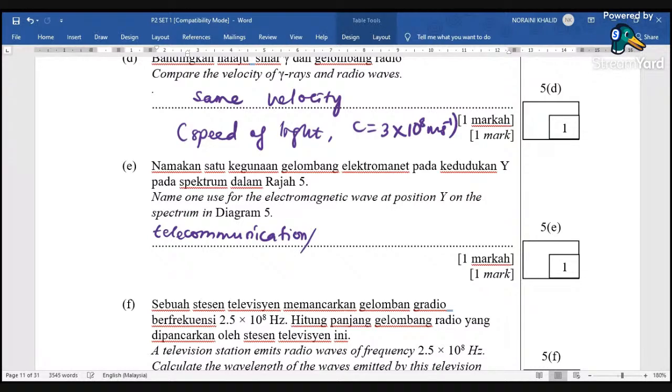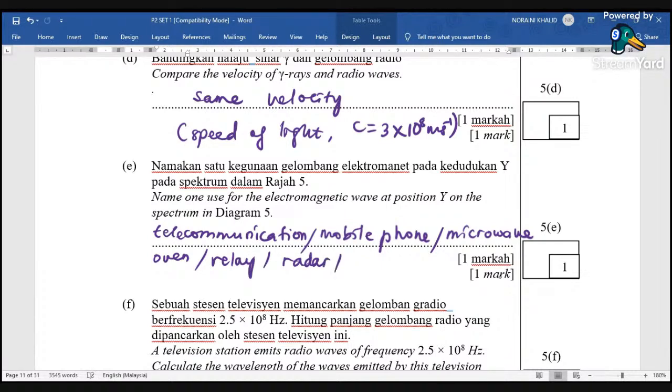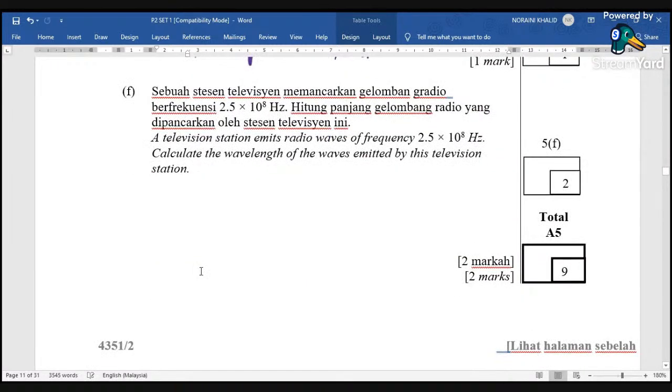Handphone or mobile phone. Microwave for cooking, microwave oven. Relay, radar, many. Satellite. Just take one.